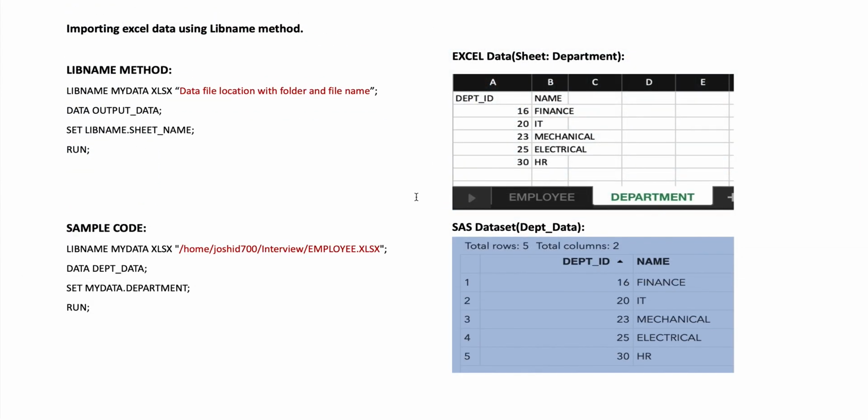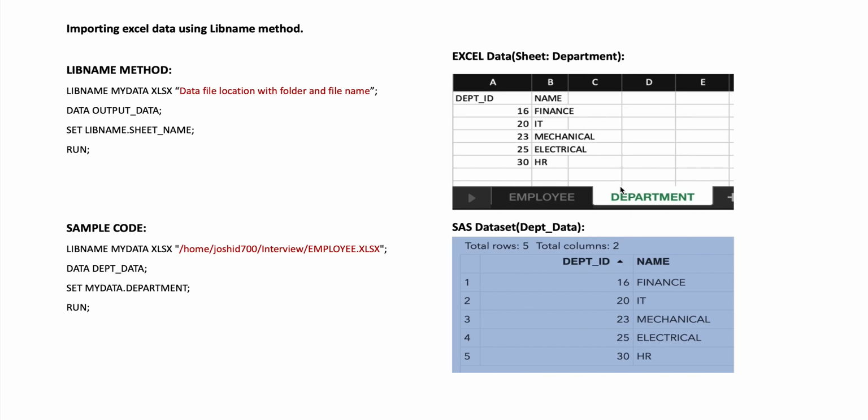Let me explain the second method. The second method is called the libname method, where we have to provide the libref name. That means it can have a maximum of 8 characters. Then we have to provide the engine name and the location of the Excel data with the file name. Data, that means the SAS dataset name, set the libref that we have already provided, libref dot sheet name, and run.